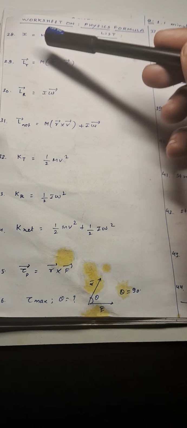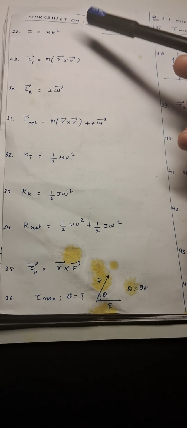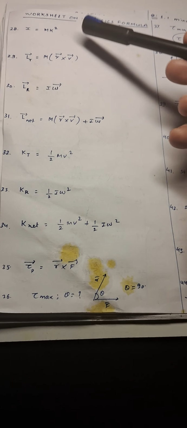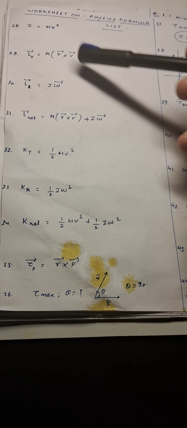So the first thing here is moment of inertia. It is mk square. M is the mass of the body and k is the radius of gyration of the body. This is the definition of the moment of inertia.